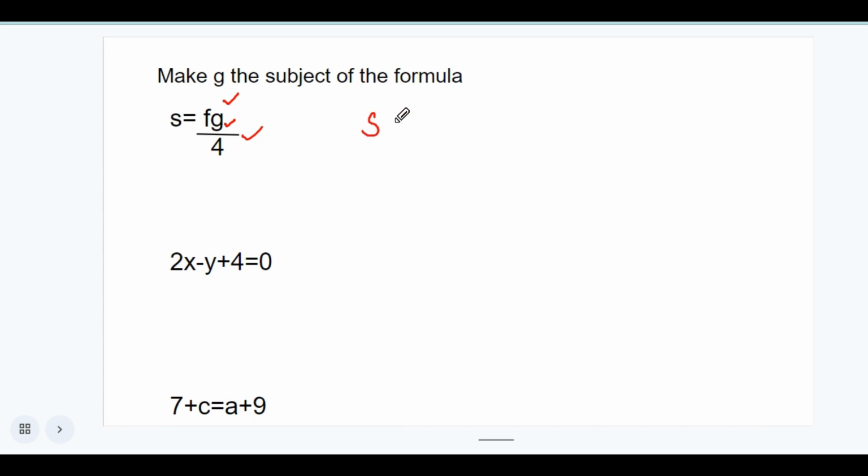So what we need to do is remove all the things associated with g, right? The thing which is very near to g is f, okay? The thing which is very near to g, we will remove at the end. So the other things we are going to remove first, that is 4. Here you can see that 4 is in the bottom. When the number is in the bottom, it means it's being divided, right? It is dividing fg. The opposite of division is multiplication, right? So you need to multiply the right side and the left side by 4.